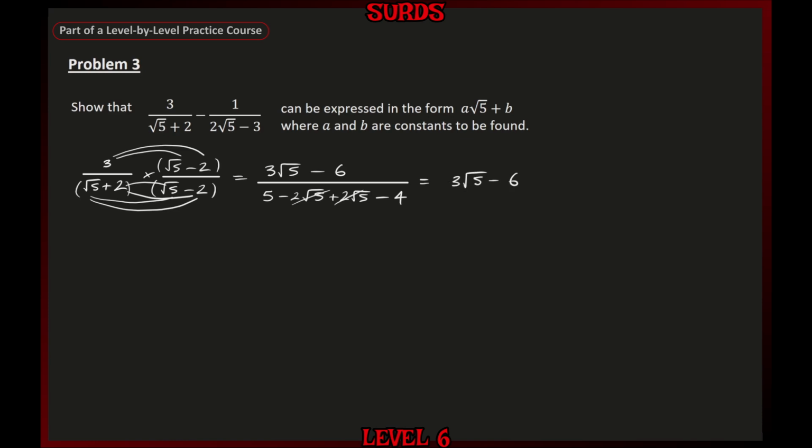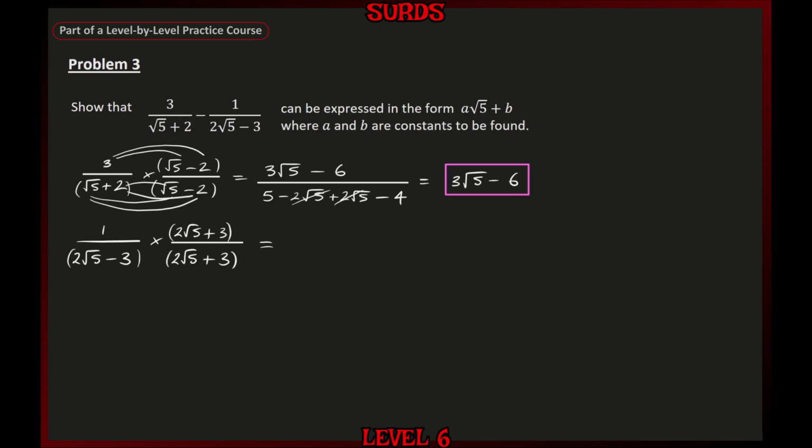So 3 root 5 minus 6 is equivalent to our first fraction. Doing something similar with the second fraction now, we can times top and bottom to rationalise, and we're going to times these by the conjugate of 2 root 5 minus 3, which is 2 root 5 plus 3. And again, we're going to make sure that anywhere where we have two terms, we put these into brackets before we multiply. So looking at the numerator, we're going to multiply that bracket by 1.